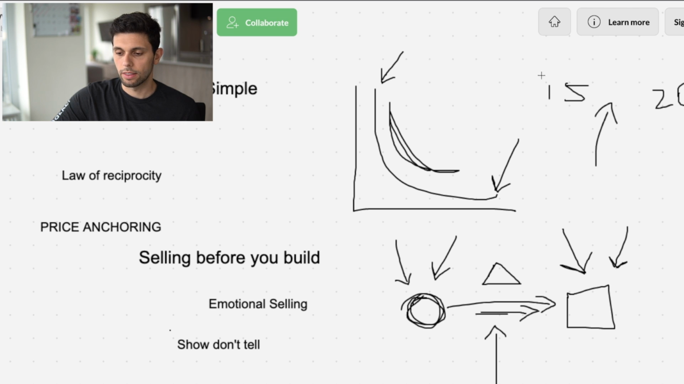So there's actually studies done that when you have, let's say, a low price and a high price, most people are going to buy the low priced one, but there's also going to be a good percent of people that buy the high priced one. Now, that's only if there's 2 options.